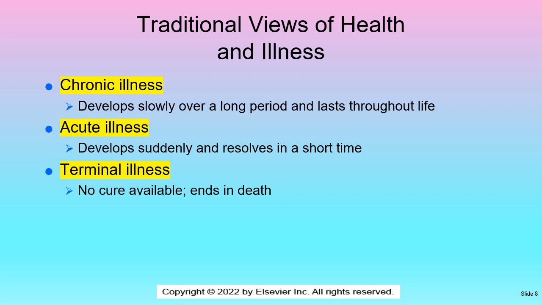We've got the different kinds of illness here, portrayed as chronic illness, acute illness, and terminal illness. The chronic develops slowly over a long period of time and lasts throughout the life. Acute is something that happens all of a sudden and hopefully resolves in a short time. A terminal illness is one for which there's no cure and usually ends in death. A terminal illness usually is defined as, well, you can be on hospice if it's less than 6 months expected potential to live. Usually they die within 6 months if they're considered terminal and are put on hospice care.